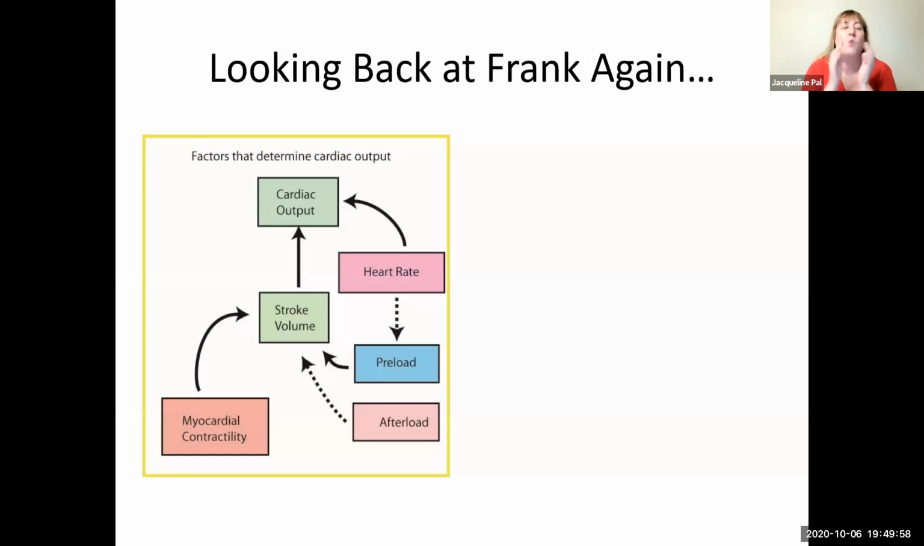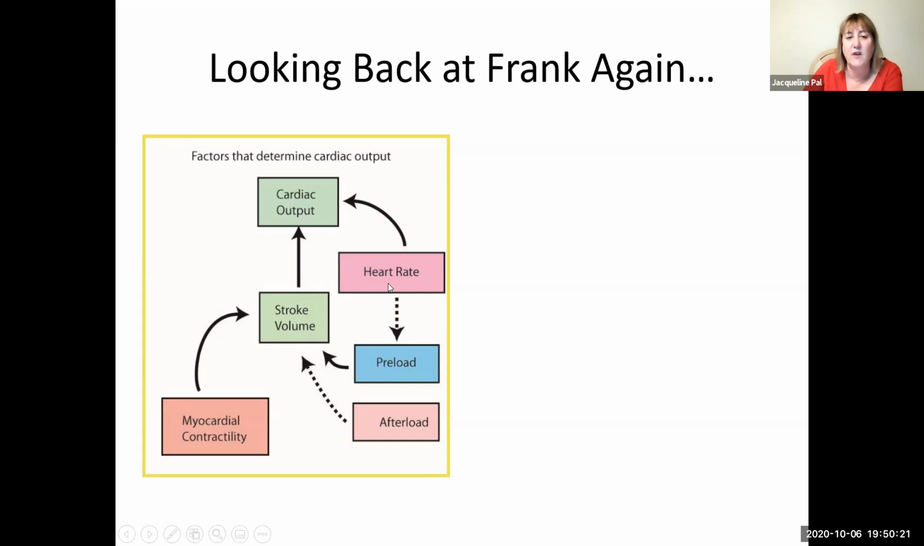I want to go back and look at our friend Frank Starling again. If we look at it, we realize that some of these things really are not independent of each other, but can actually affect multiple places. For instance, we know that cardiac output is stroke volume times heart rate. So they both do that.